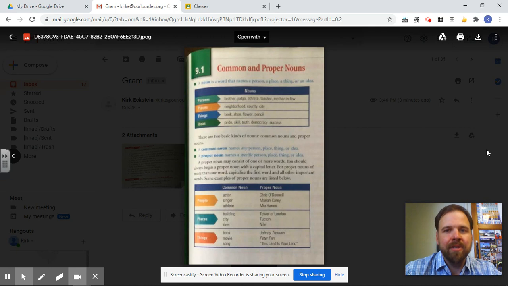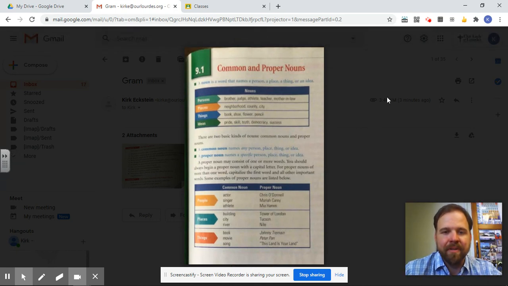There's not much to this unit. Obviously, there's common and proper, and then there's going to be like singular, possessive, and plural, and all these different things, but not too many topics that go with nouns. But as far as today, if you're looking at this screen, this is just a screenshot of the textbook for those that don't have it.